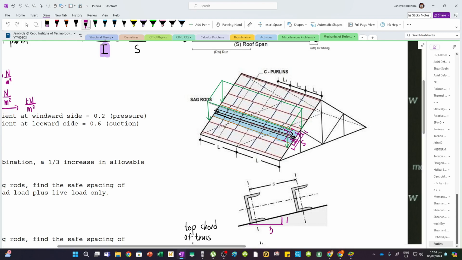And so, that's why, yung ginagawa natin, we want to reduce this into a uniformly distributed load acting sa purlin. So, if we are going to multiply the live load and the dead load by the spacing, we can convert it into a uniformly distributed load. So, ito yung mangyayari. Once mako-convert mo na yan, parang ganito na.